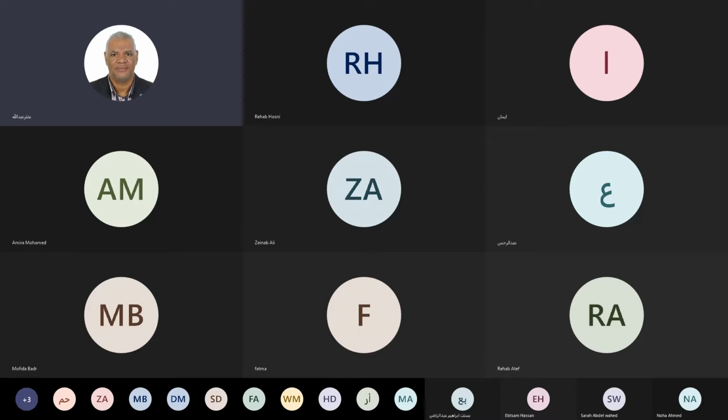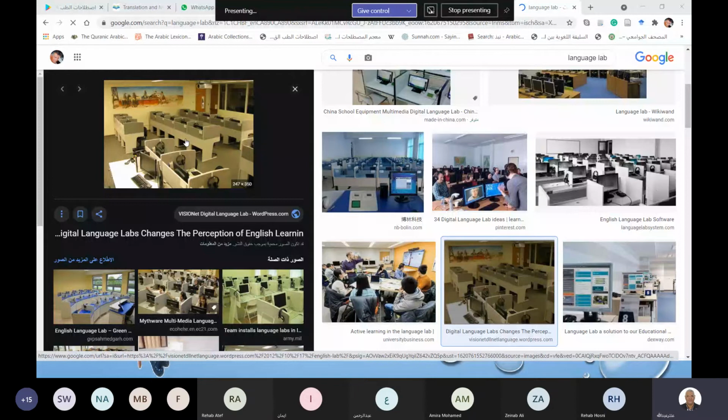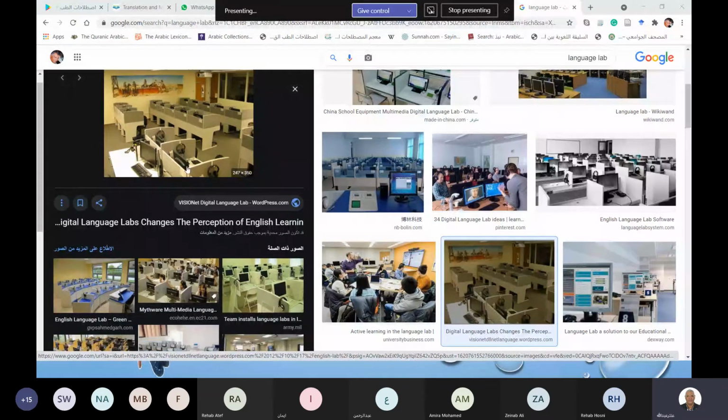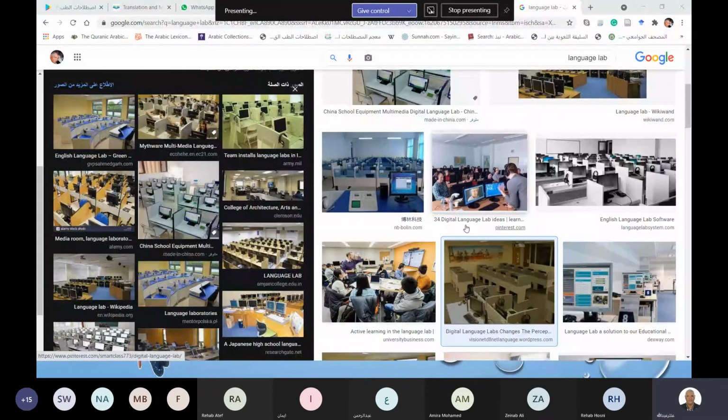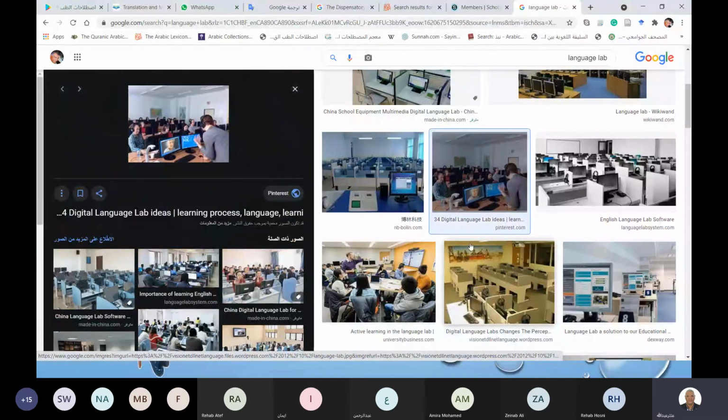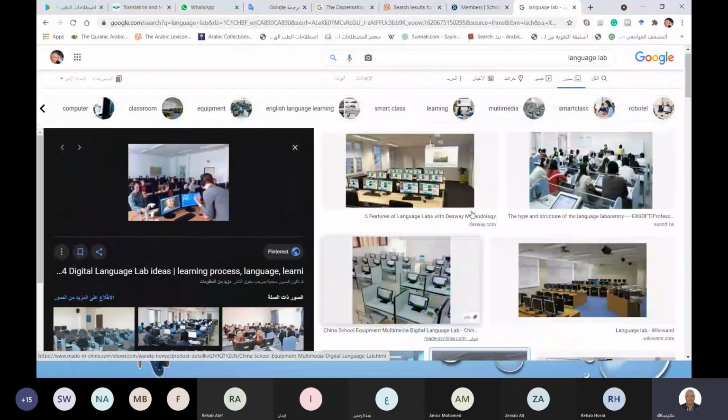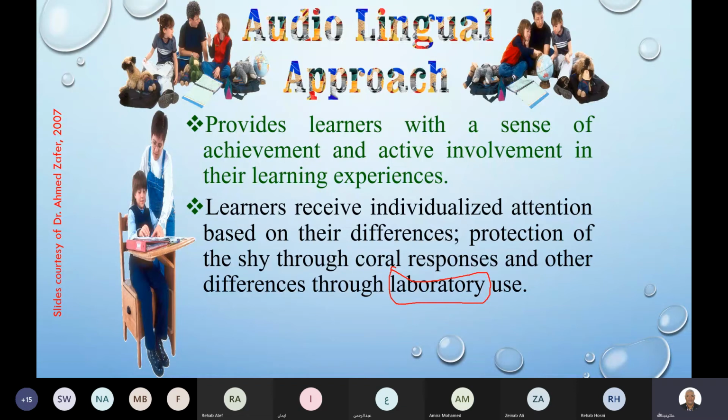Okay, this is a language lab, and this is a traditional language lab where students used to have headphones on their heads and on their ears, and they listen to cassette tapes. Today, as I said, we are having more of a digital language lab where the students are using the internet and the computers more than the cassette tapes. نرجع نشوف هنا. So this is the laboratory or the language lab.